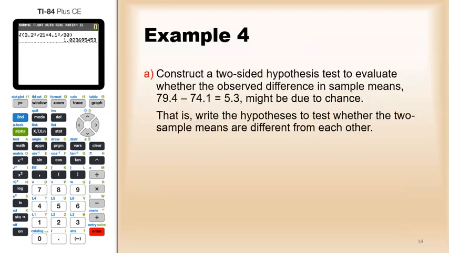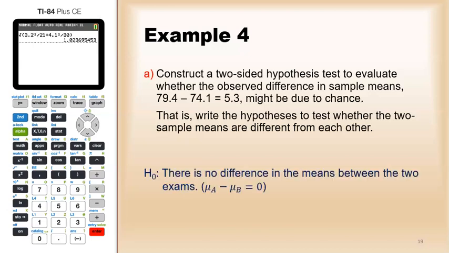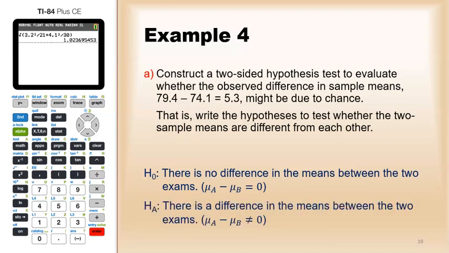So we start off by constructing two-sided hypotheses. And for this, if we had different groups of students taking the two exams, then this would be unpaired. So my null hypothesis is that there's no difference in the means between the two exams. So the mean from group A minus mean from group B is equal to 0. The alternative is that there is a difference in the means. So mu A minus mu B is not equal to 0.